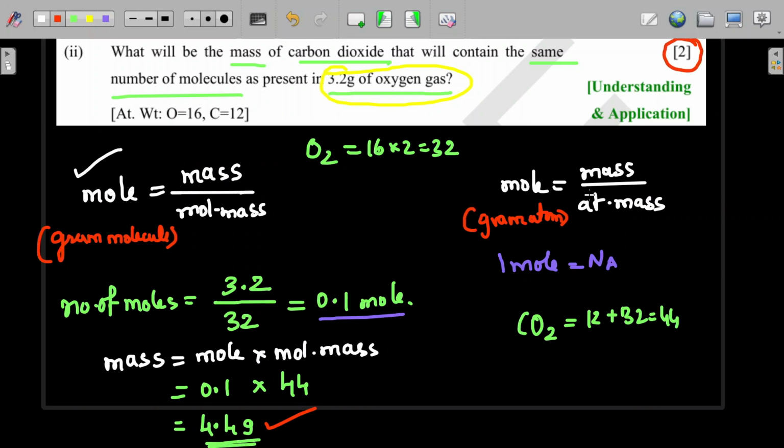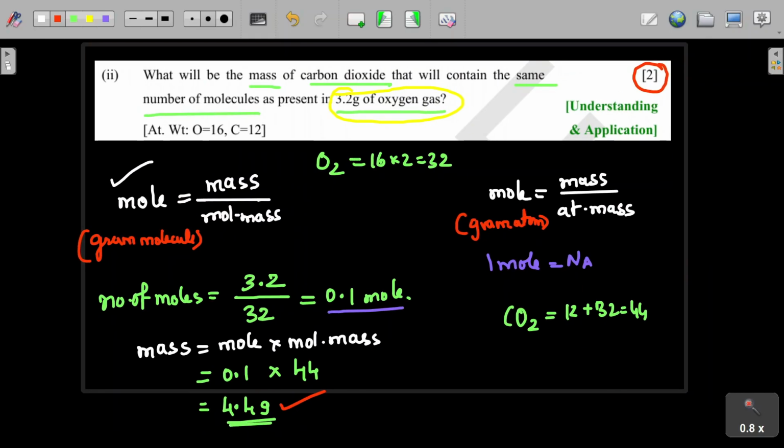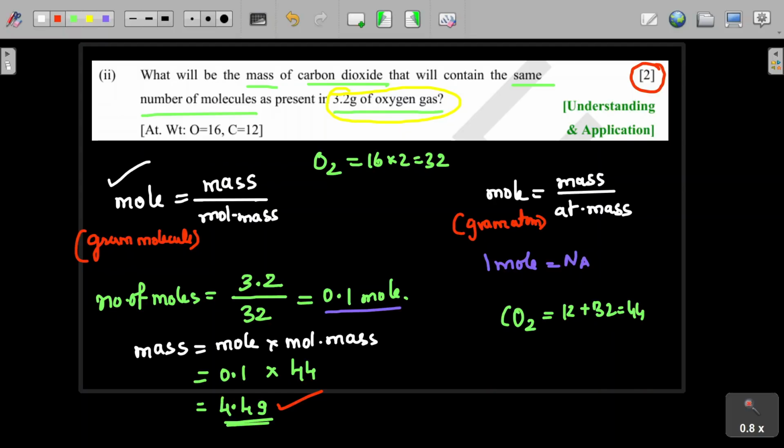In the exam you have to show the calculation. It is 2 marks. Some people directly write the answer. Don't do that, even if your answer is correct. Some people do everything in the mind and then write it. So don't do that. Show the calculation always. Anybody has any doubt in this? You should always know the number of moles. If they are equal, then the number of molecules also will be equal for any substance.